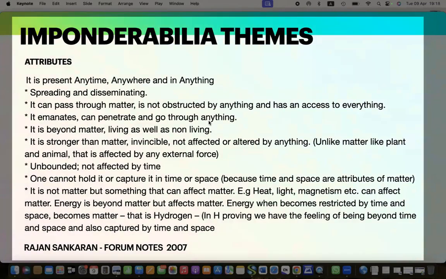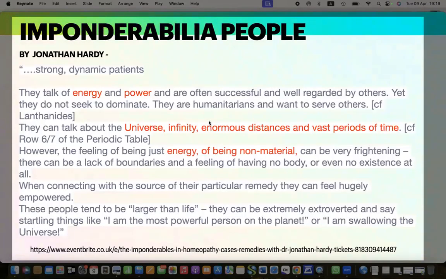Some themes from imponderabilia, these are taken from Rajan Sankaran from a while back. I'm not going to go through them all because it's not really our focus, but light is going to have these things. It's present anywhere, anytime, spreading, the same, pass-through matter, beyond matter. So Jonathan Hardy talks about people who need imponderable remedies. They have a strong dynamic. Patients talk of energy and power. And they can talk about universe, infinity, enormous distances, periods of time, energy, but not material.